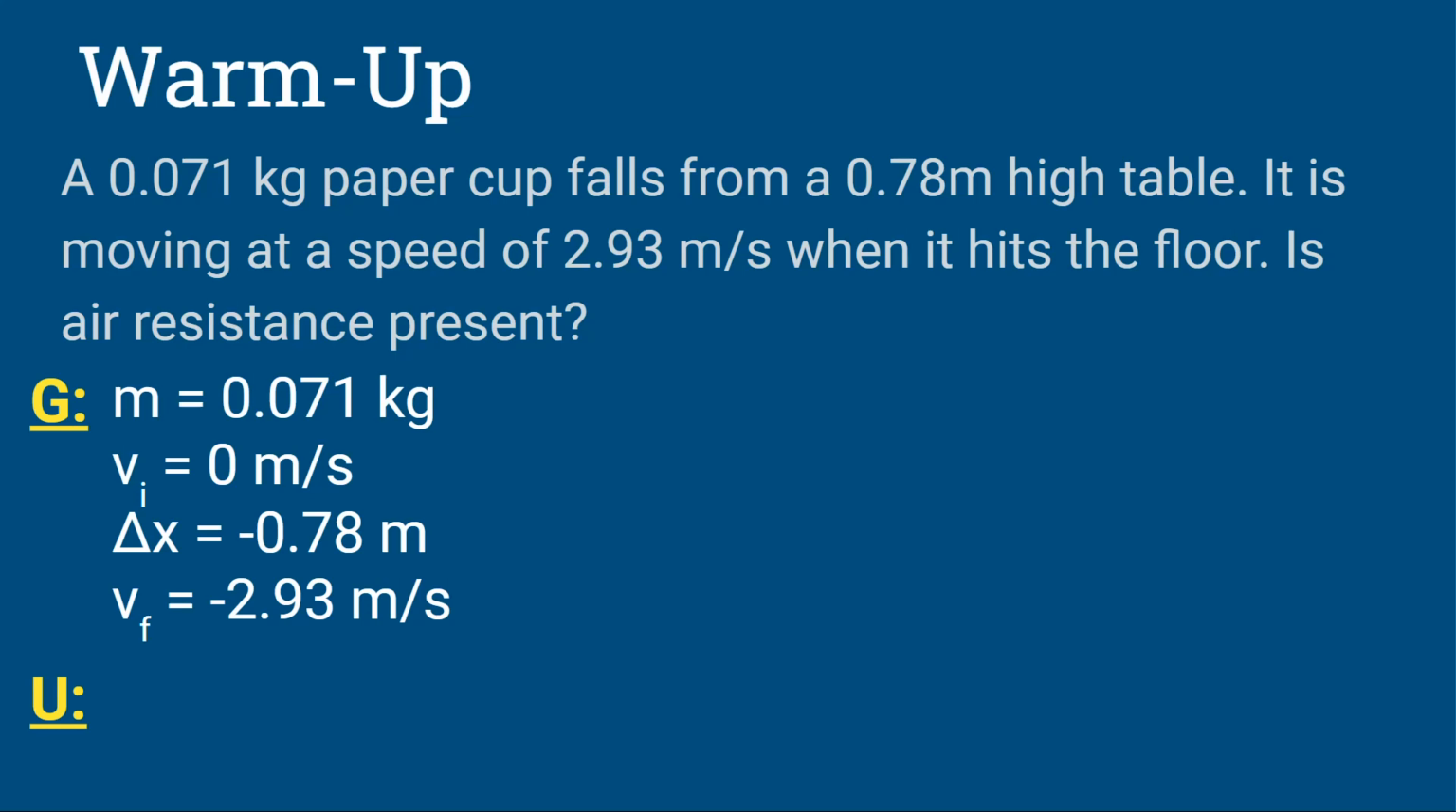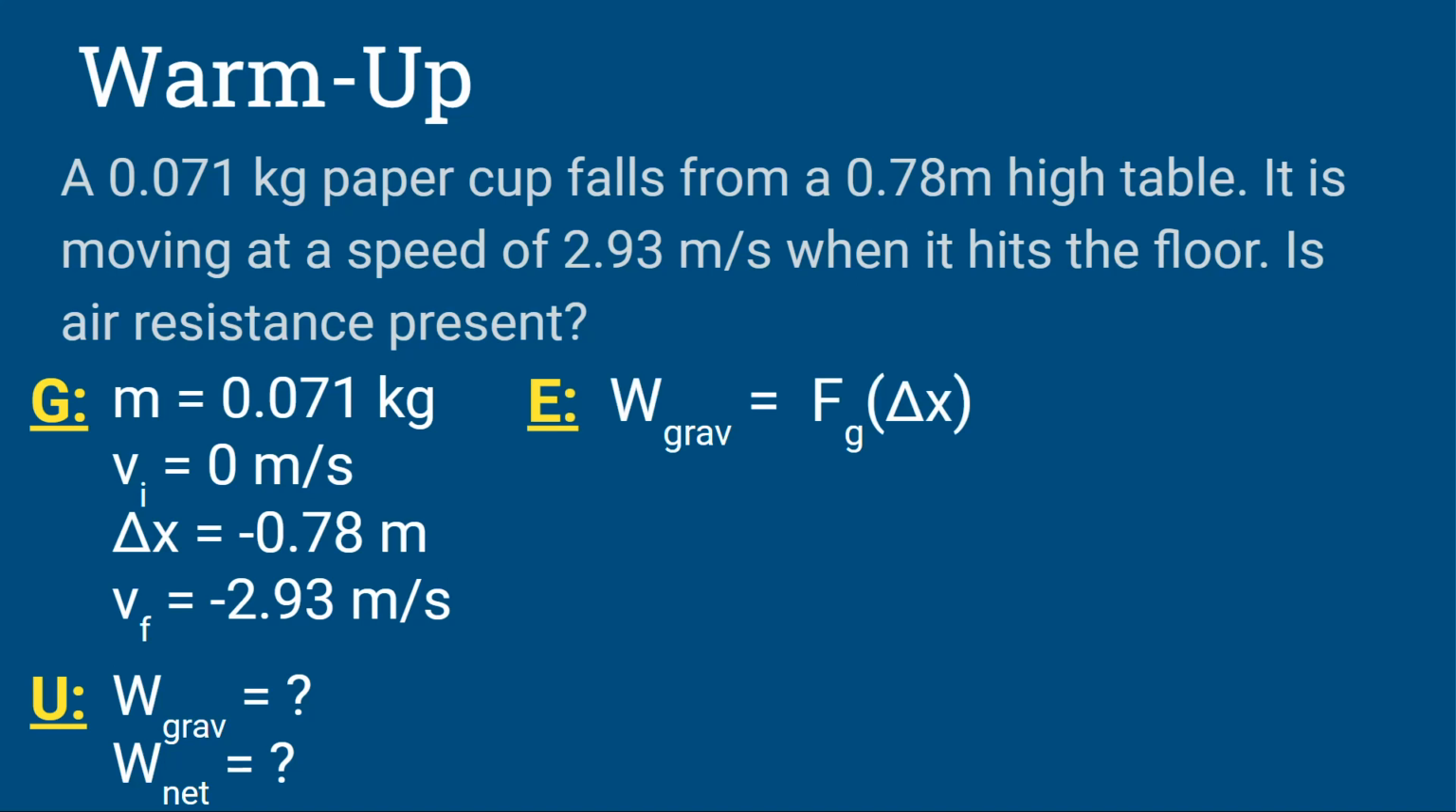But we need to first determine what our work done by gravity is so that we can then look at, do we have a net work that is different than that? Or is my net work exactly equal to that? Is there another force doing work on my cup, or is it just gravity? In order to figure that out, we first need to figure out what the work done by gravity is. The equation for work is force times displacement. If we want to know work done by gravity specifically, it's force of gravity times displacement.